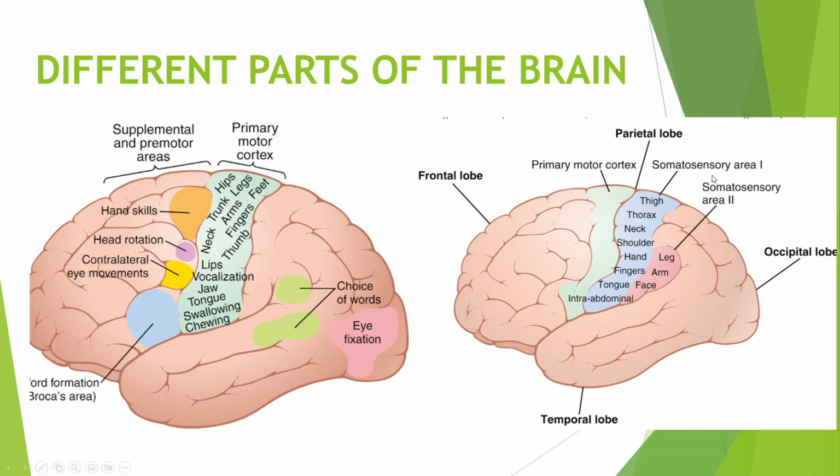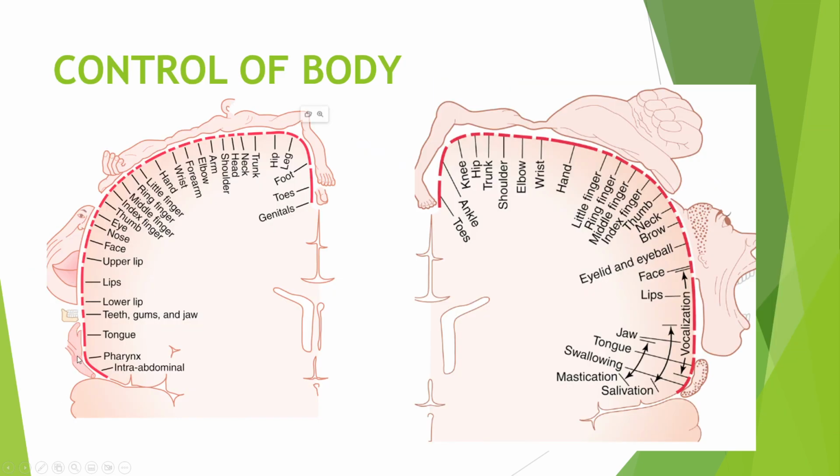On the left hand side are the sensory areas. If we look from the top view, we can see different parts of the brain control different parts of the body. This is the sensory area, whereas the motor cortex is on the right hand side of the right picture. For example, it starts from the toes, then controls the ankles, the knee, the hip, the trunk, the shoulders, etc.